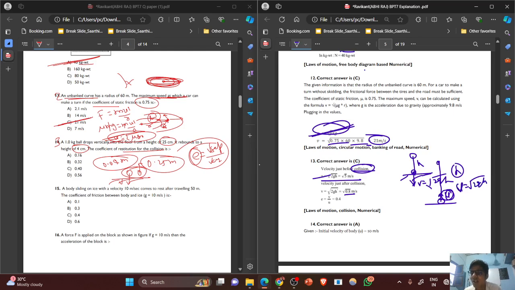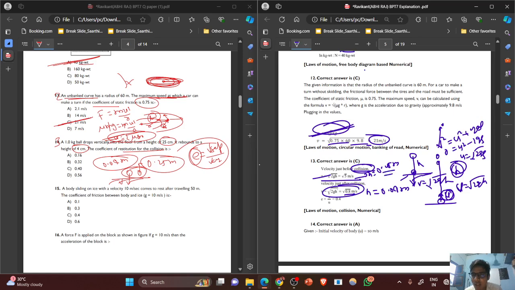You can also calculate it using the equation of motion, v square equals u square plus 2as. V is 0, because finally the ball is at rest. U is what you need to calculate. Acceleration is in the negative direction, so u will come out to be the square root of 2gs. So after collision the velocity will be this, but the h is different. H in this case is 0.04 meter, and h in this case is 0.25 meter.